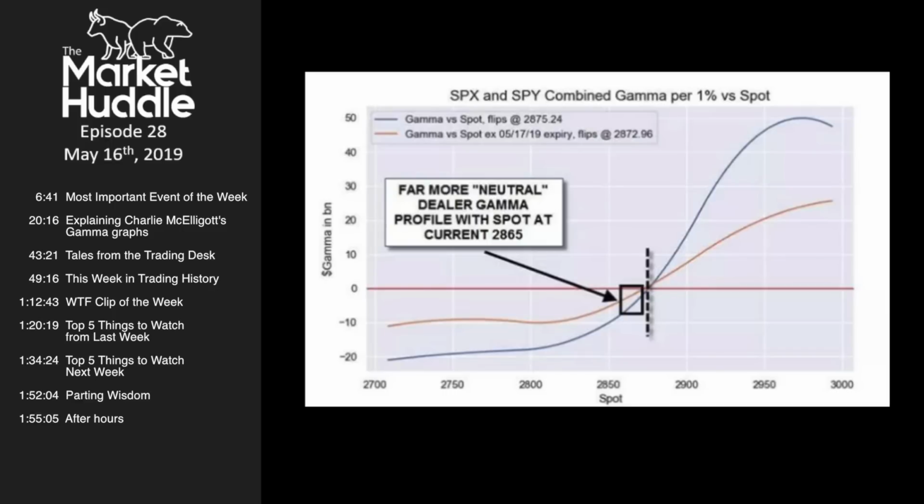And so let's start with his chart that is what's on everybody's lips. It's this chart where he says SPX and SPY combined gamma per 1% move in spot. What he has is various line graphs, and it shows that as the strike moves up, the gamma goes from 0 to positive, and as the spot moves down, the gamma moves from 0 to negative.